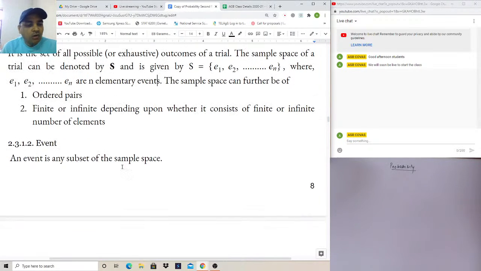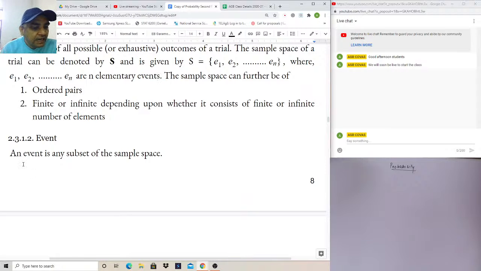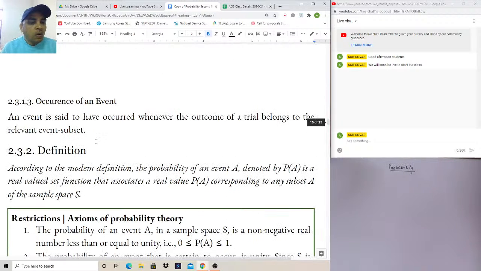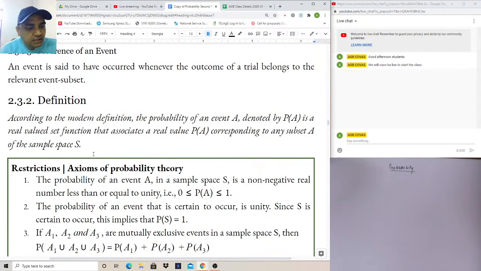Now, what is an event? An event is any subset of the sample space. Out of the total samples, a subset which we are considering is called an event. Now, occurrence of an event. An event is said to have occurred when the outcome of a trial belongs to the relevant event subset. Now, what is the definition?